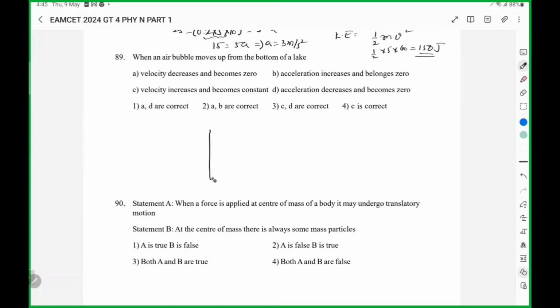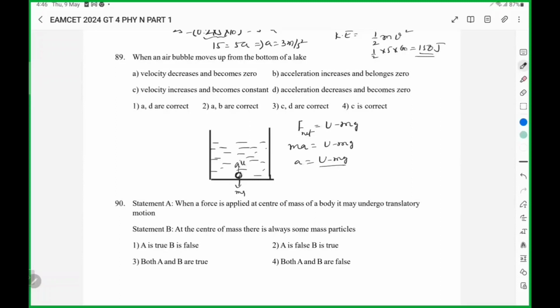Here, when an air bubble moves up from the bottom of a lake, a lake in the sense of water, so when the air bubble is here, its own weight and upthrust act. So F net will be upthrust minus weight, which is ma. Acceleration is upthrust minus this.